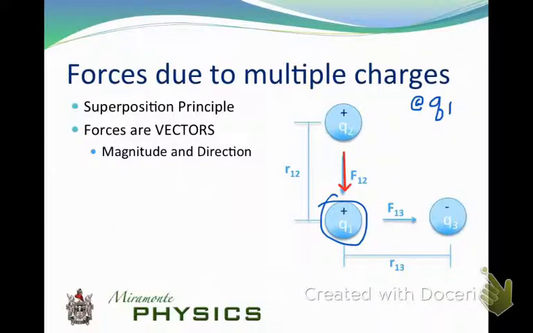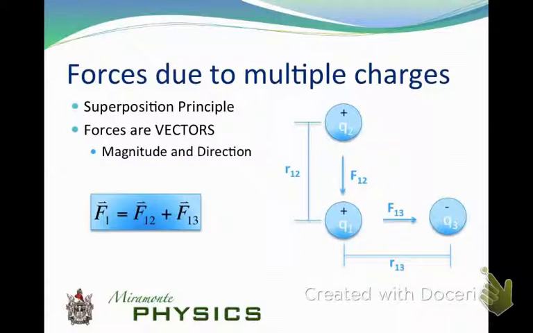So you can have a force going down. I say F12. F12 means the force on 1 from charge 2. Okay, F13, this is just nomenclature that helps you keep things straight because it can get pretty confusing. F13 is the force on 1 due to charge 3.